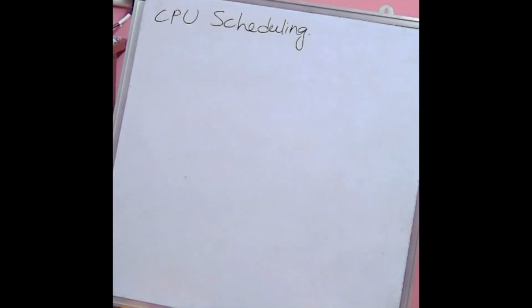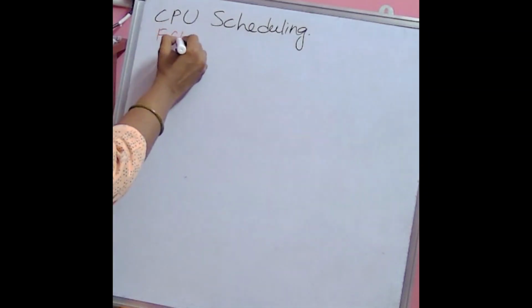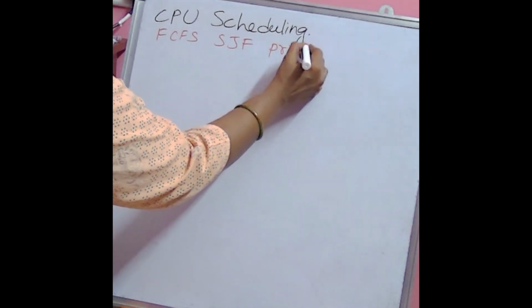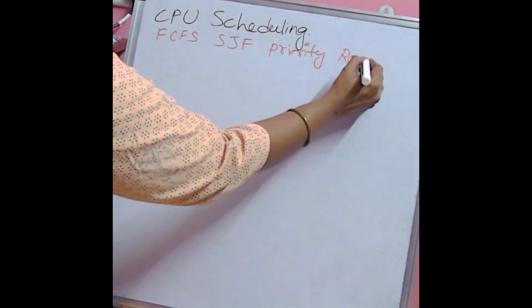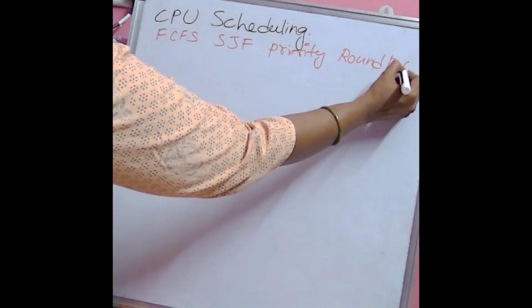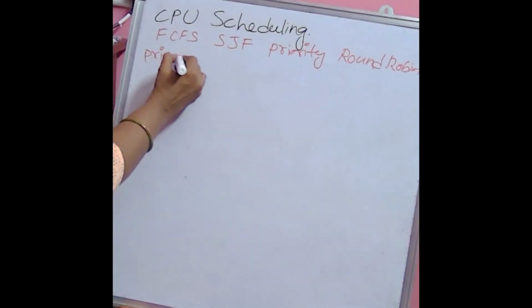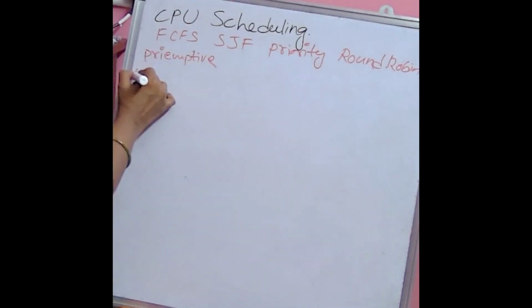But CPU will do the actual process. So which process we need to allocate to the CPU first for execution depends upon a technique, a few techniques. That we call CPU scheduling. There are few techniques: FCFS, SJF, priority, round robin. Before going to these techniques, 2 types of methods are there for CPU allocation and deallocation. That is pre-emptive and non-pre-emptive.